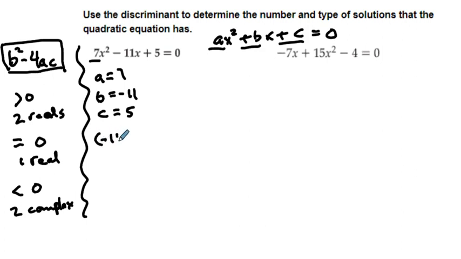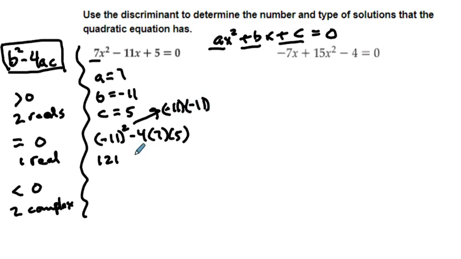So we're going to have negative 11 squared minus 4 times a is 7, and then c is 5. So negative 11 squared is the same as negative 11 times negative 11, and that's going to give me 121. I'll just draw a little arrow to show you what I did there. Negative 11 times negative 11, that's what that means. And then minus, well, 4 times 7 is 28, and then 28 times 5 is 140. So we have 121 minus 140.